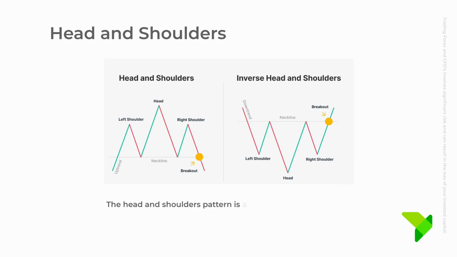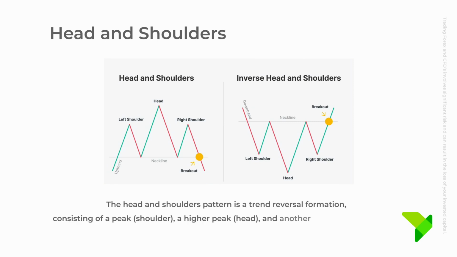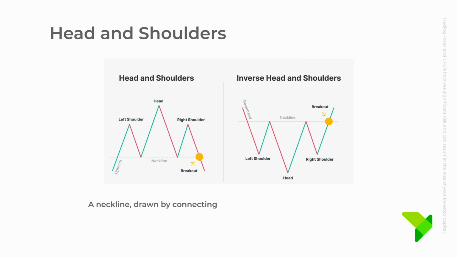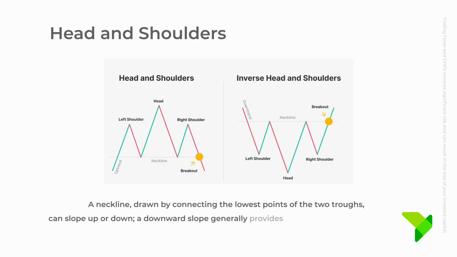The head and shoulders pattern is a trend reversal formation, consisting of a peak (shoulder), a higher peak (head), and another lower peak (shoulder). A neckline, drawn by connecting the lowest points of the two troughs, can slope up or down. A downward slope generally provides a more reliable reversal signal.